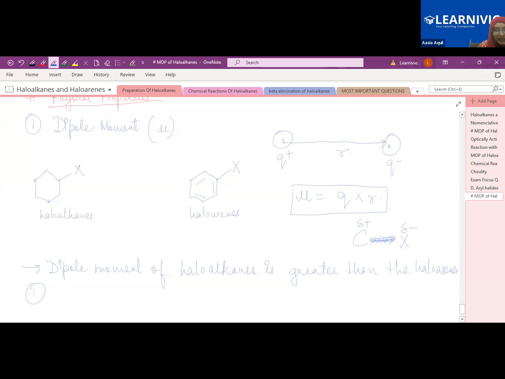You can see this halogen atom is attached here to the sp3 hybridized carbon, right? This carbon is sp3 hybridized. And you know very well the sp3 carbon is less electronegative as compared to the sp2. So in haloarenes, what is the case? This halogen atom is attached to this carbon. What is the hybridization of this carbon?